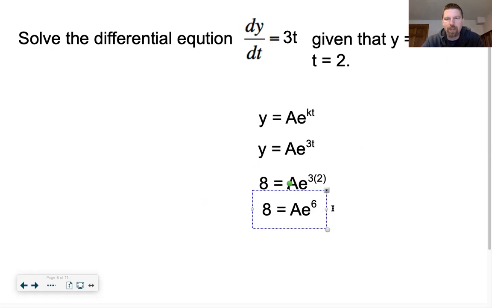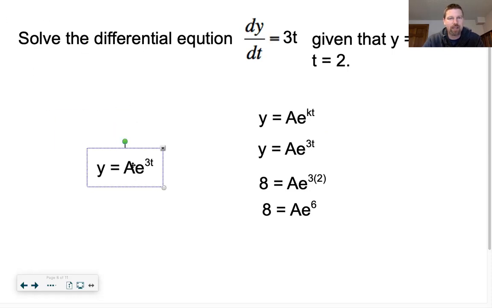And I want to get rid of that e to the 6th. So divide by e to the 6th. It looks like my initial amount is whatever 8 divided by e to the 6th is. And then you could write that usually in decimal form as your answer. Or if you really wanted, you could leave it as a fraction. That initial amount was 8 divided by e to the 6th. And that would be my final answer. Whatever that is, it's just some number, right?